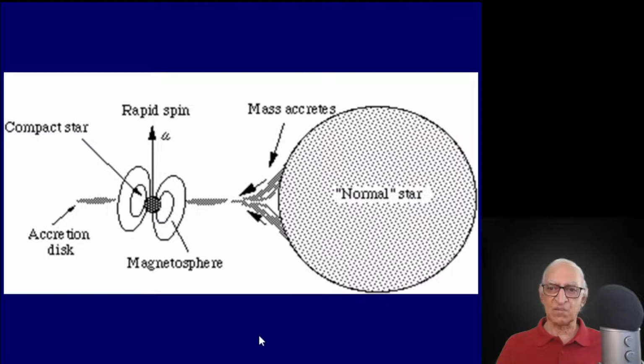Now, here is a picture to summarize what I said as to how X-rays originate. Here is a normal star. It has filled its Roche lobe and matter is flowing towards the neutron star. It forms an accretion disk around the neutron star. And because the accreting matter is ionized and therefore charged, it is captured by the magnetic field lines of the neutron star and it forms a magnetosphere. And these charges can flow along the magnetic field lines and therefore they can flow onto the magnetic polar cap of the neutron star, emitting X-rays.